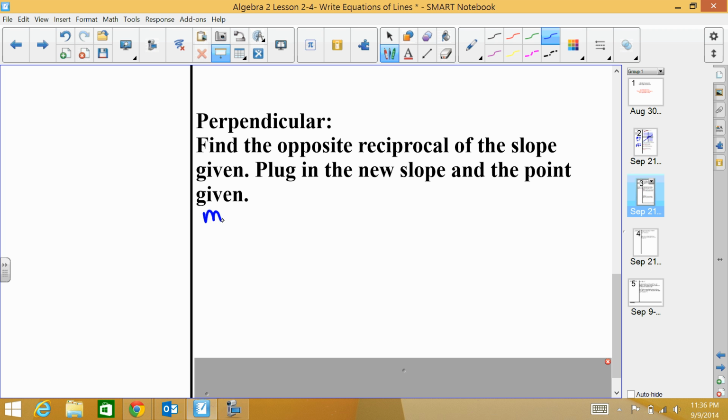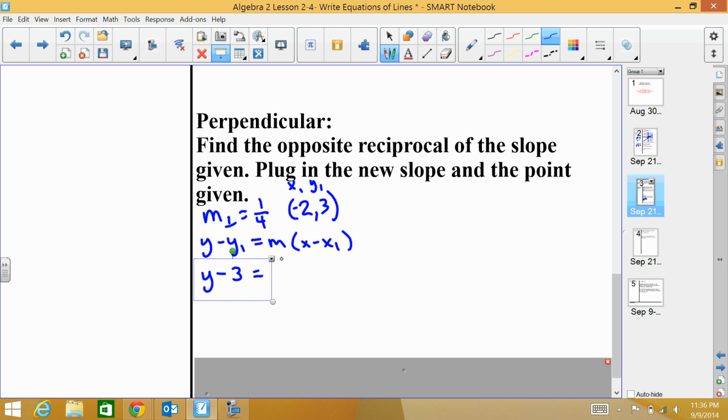Again, I said my perpendicular slope is going to be positive 1/4, and I'm passing through the point negative 2, 3. If I do point slope form, that's y minus y1 equals m times x minus x1. Then I'm going to plug everything in. I'm going to plug this in for x1 and y1. So I'll have y minus 3 equals m, which is 1/4, times x minus a negative 2, which would be plus 2. Then again, I'm going to distribute.